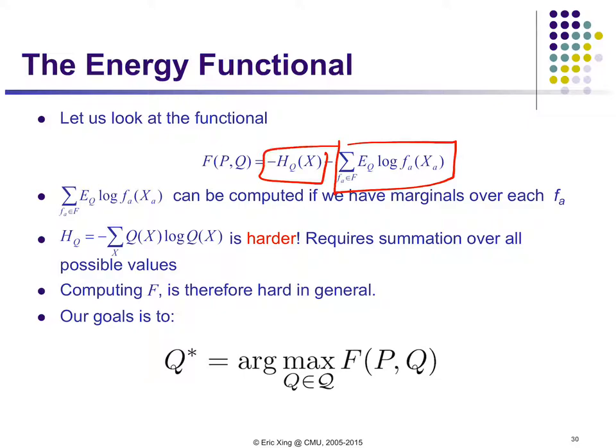Now the first term is actually not that hard to compute, because most of the time, if you remember in UGM, the log of our factors looks like something first order or second order. And if you have a Q where you know the expectation of the first order or second order, you're fine. But the entropy is not always easy. Unless your Q is simple, you don't know what the closed form for the entropy is.